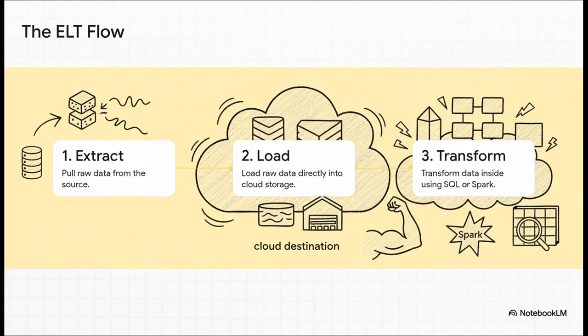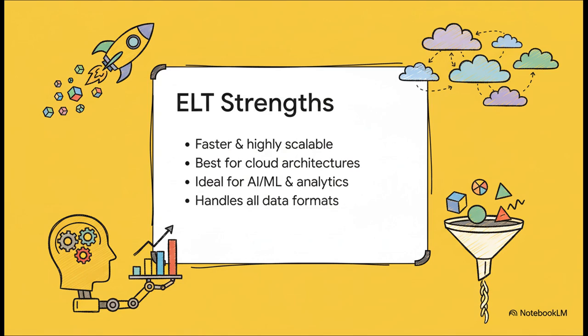You extract the raw data and you just dump it, as is, directly into the cloud. We can do this now because cloud platforms give us almost unlimited storage and processing power. The transformation happens inside that system, using its own massive power to do the heavy lifting whenever we need it. And the advantages here are pretty much the mirror opposite of ETL's problems.